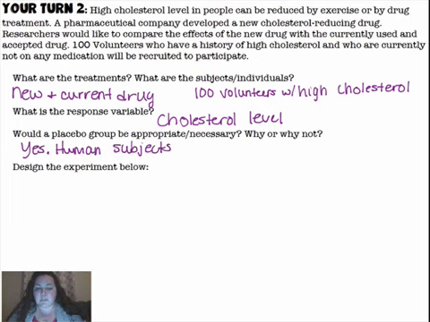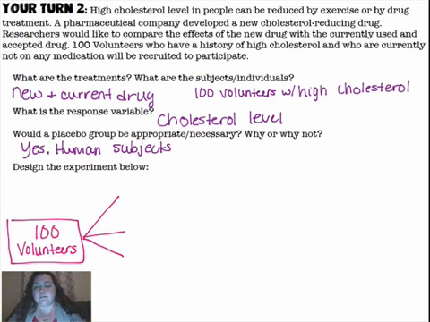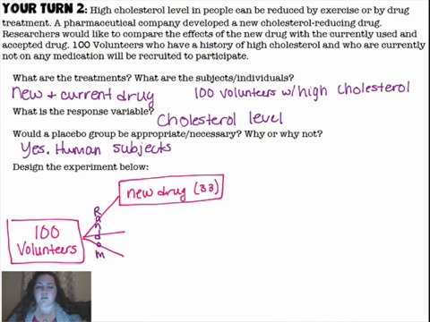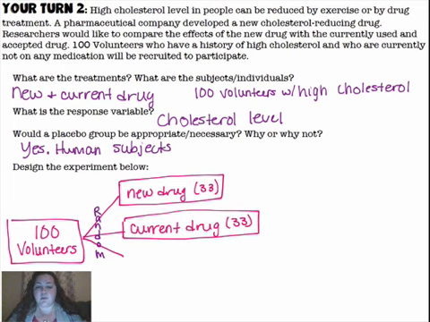Alright, so designing the experiment, we have 100 volunteers, and we could either give them the new drug, the current drug, or a placebo. So I'm going to randomly assign them to either the new drug, the current drug, or the placebo. And because I have 100 volunteers, I'm going to have an uneven amount. So I'm going to do 33 to the new drug, 33 to the current drug, and 34 to the placebo. And if those numbers work out differently, then that's fine too. But you want to be as close to the same as possible.